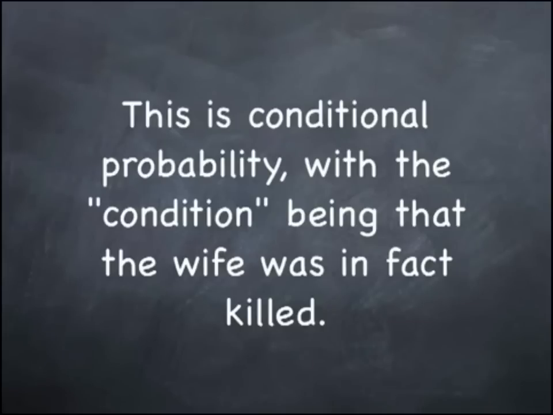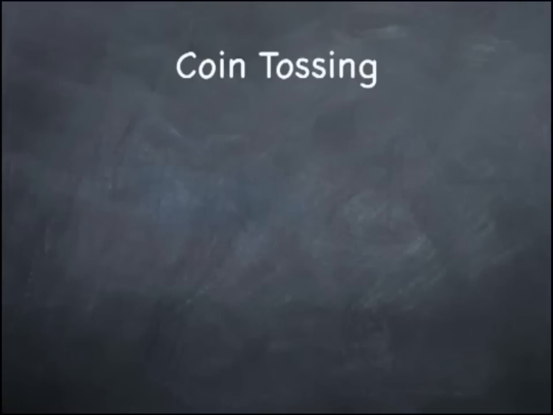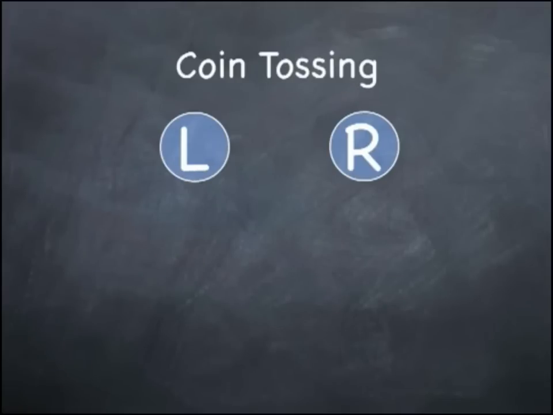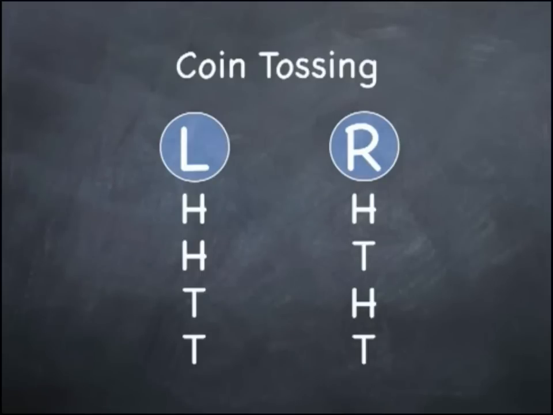In my next example, I'm going to focus on coin tossing. Here's the coin I toss with my left hand. Here's the coin I toss with my right hand. So I'm tossing two coins. And here are the possible outcomes. The left-hand coin could be heads up, and the right-hand coin could also be heads up. Or the left-hand coin could be heads up, and the right-hand coin could be tails up. Or I could get tails and heads, or two tails. There are four possible outcomes.